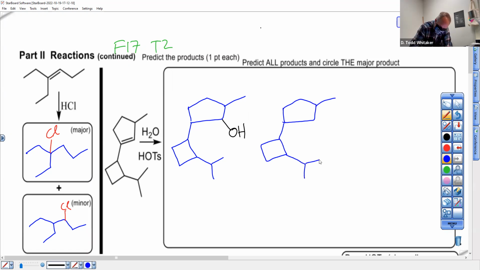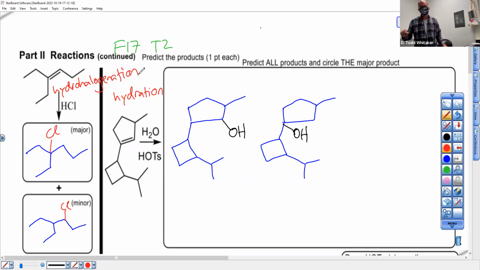And the other carbon of the thing for 2. Do not circle Cl, Dr. Whitaker. There's no HCl in this reaction. By the way, this is the hydration reaction. You'll have a hydration, predict the product. And this is the hydrohalogenation. You will have a hydrohalogenation, pick the products.